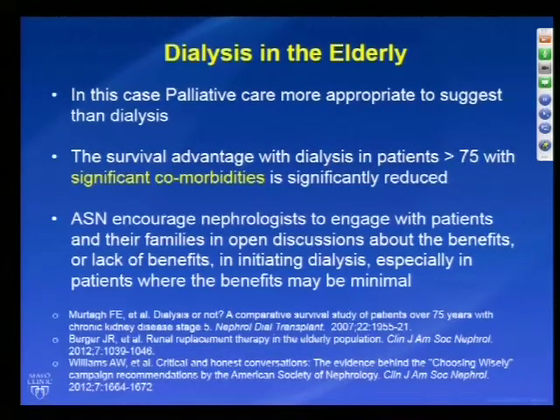Especially after age 75, for a patient who has significant comorbidities, there might not be a real advantage. I'll show you another study on that. But the American Society of Nephrology encouraged nephrologists to engage with patients and their families in open discussion about the benefits or lack of benefit of initiating dialysis, especially in patients where the benefit may be minimal. And we sometimes have this conflict with patients who reach end-stage renal disease, where there is a lot of different opinion within the family.